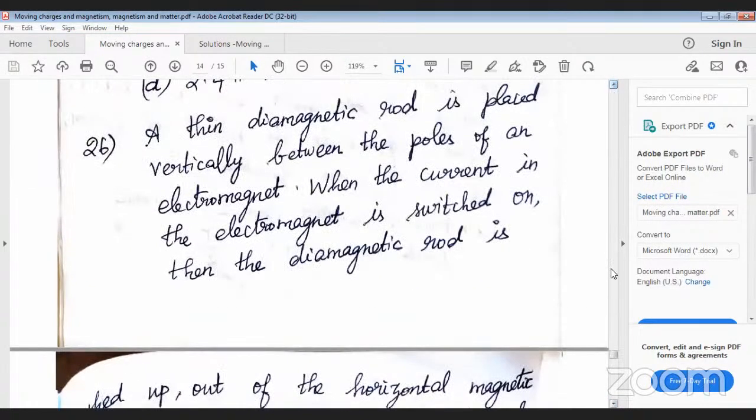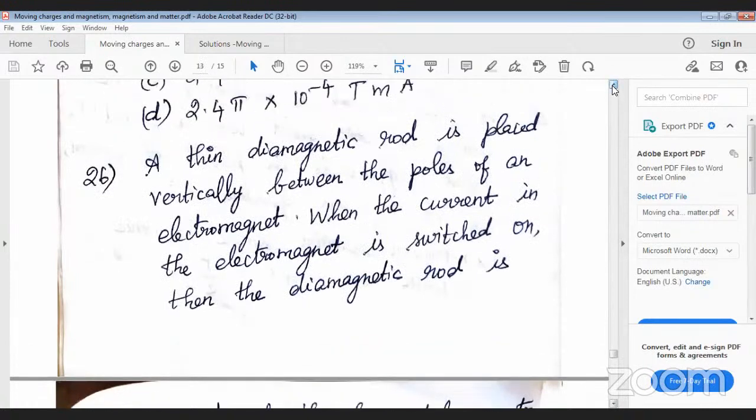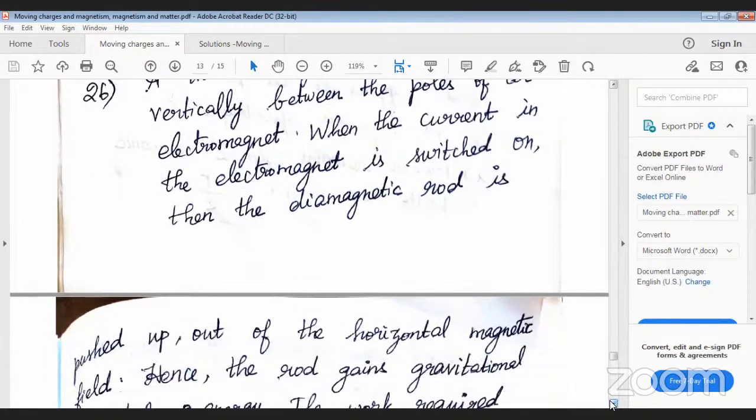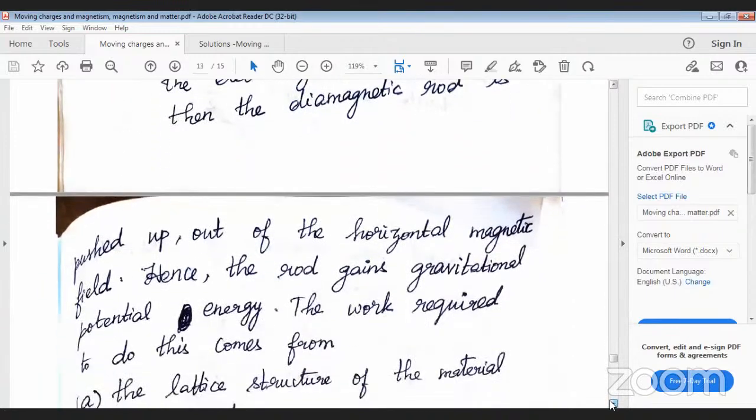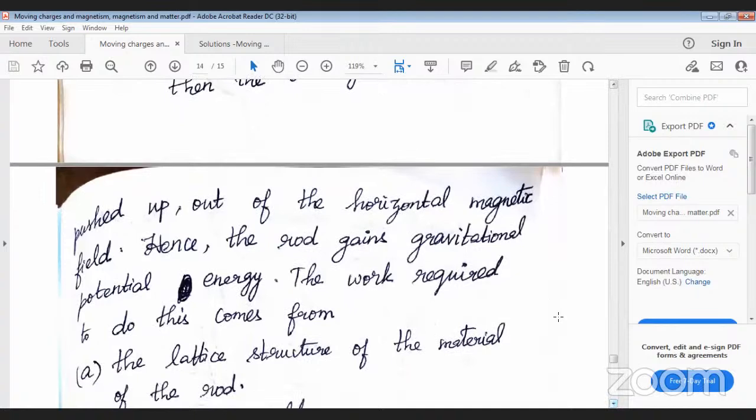So before that, you need to first understand the question. A thin diamagnetic rod is placed vertically between the poles of an electromagnet. So when the current in the electromagnet is switched on, then the diamagnetic rod is pushed up out of the horizontal magnetic field. Hence, the rod gains potential energy.